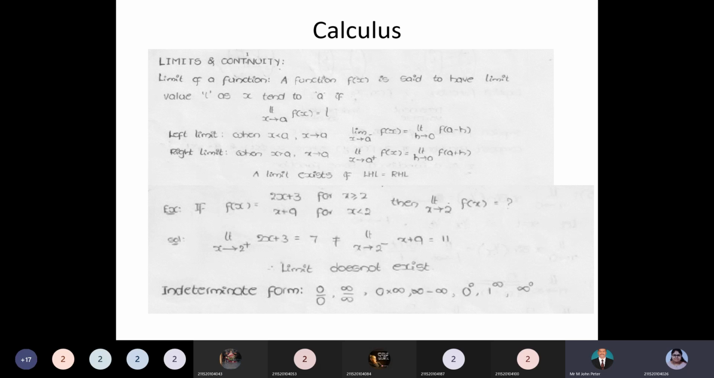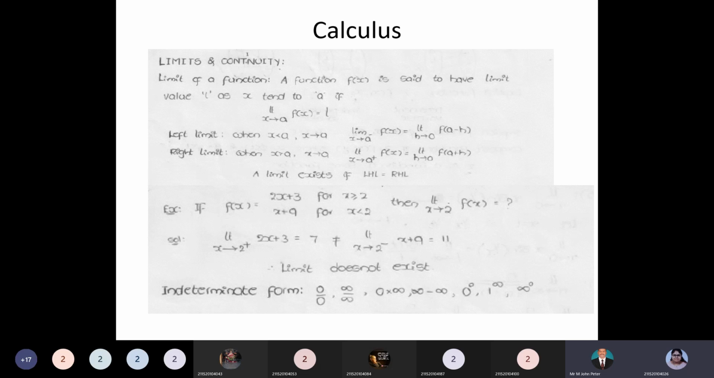The right limit, that is x greater than a: limit x tends to a plus of f of x equals limit h tends to 0 of f of a plus h. In that function, x is replaced by a plus h. A limit exists in these cases: if the limit exists, then the left hand limit is equal to the right hand limit, LHS equals RHS. It's not always the same; we may get some other value, it may differ.